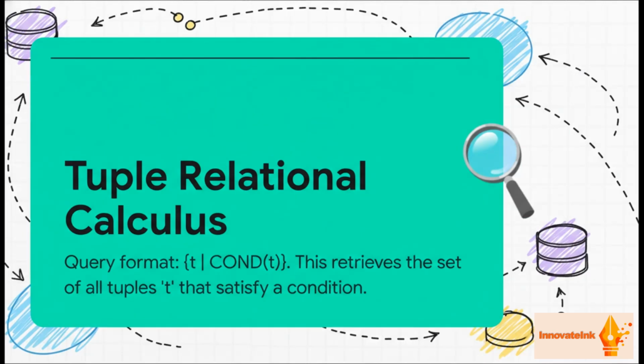And the way you write it is actually beautiful in its simplicity. A query looks just like this. And all it's saying is, hey, database, give me the set of all rows, we'll call each one T for short, where some condition that I'm about to specify is true. That's it. You're not saying how to find them, just what they look like.